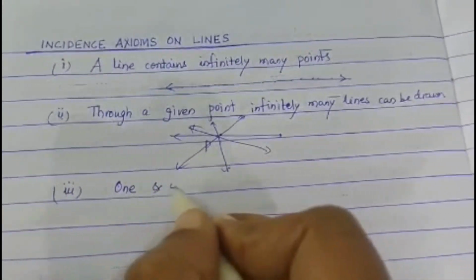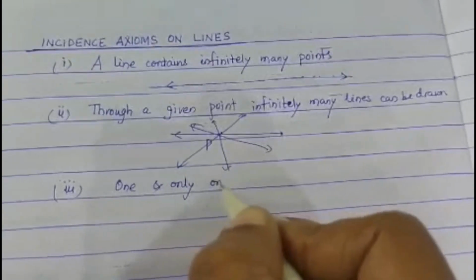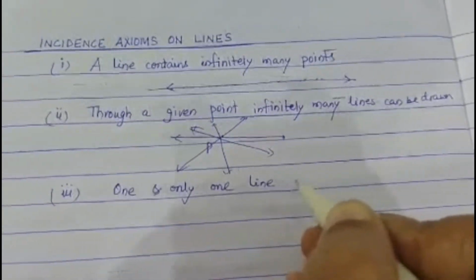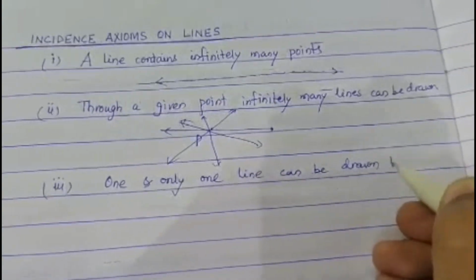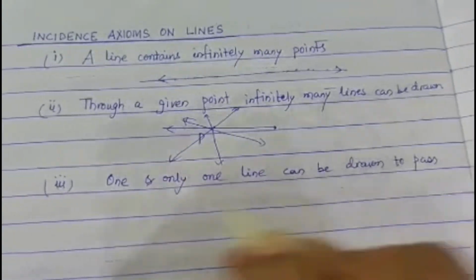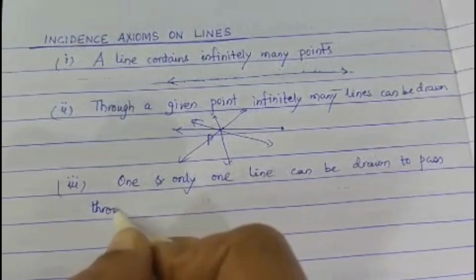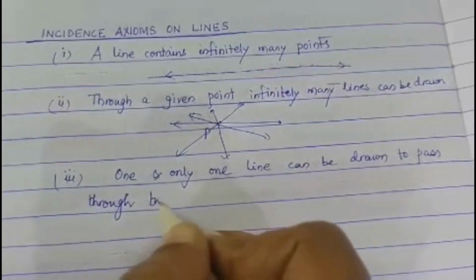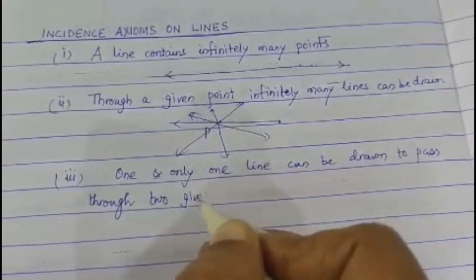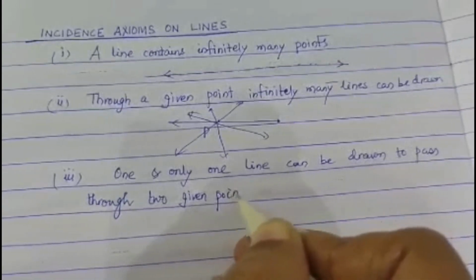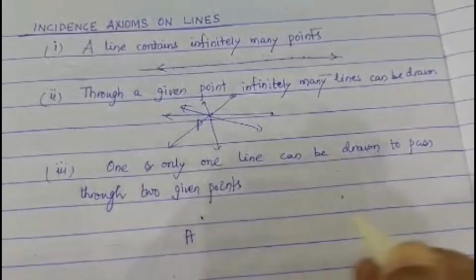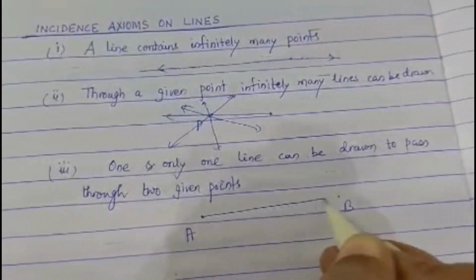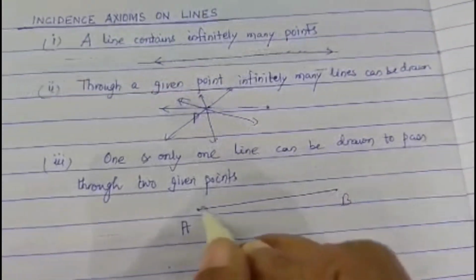One and only one line can be drawn to pass through 2 given points. You know it very well. That is called the unique line. Suppose these are 2 points A and B. You can draw one and only one line like this. Okay.